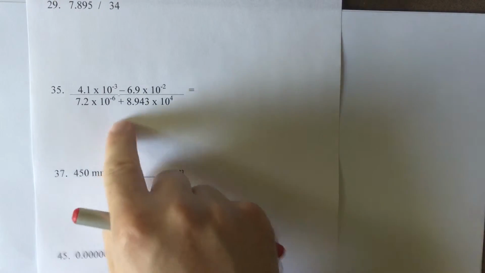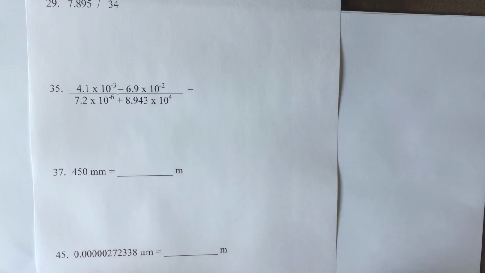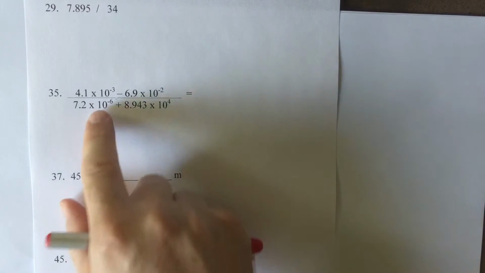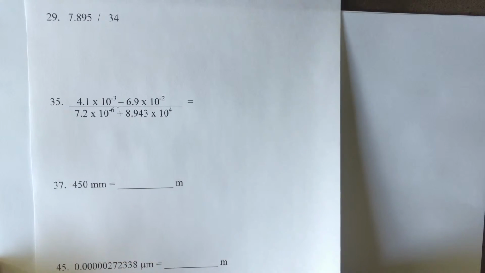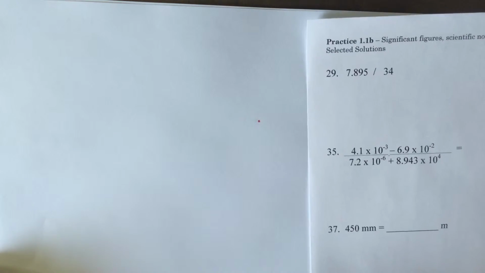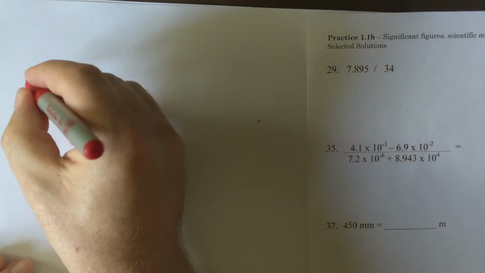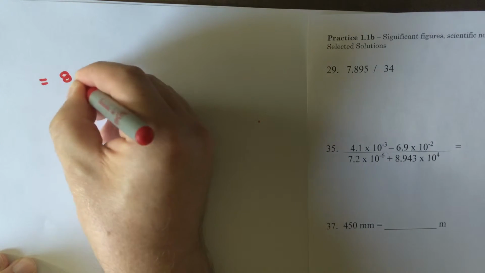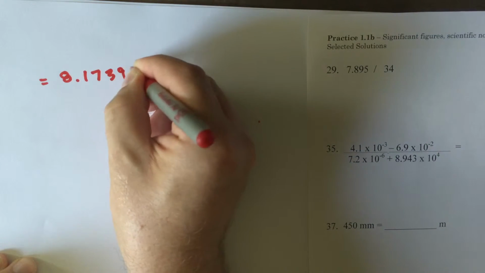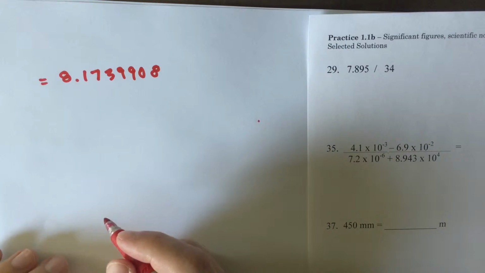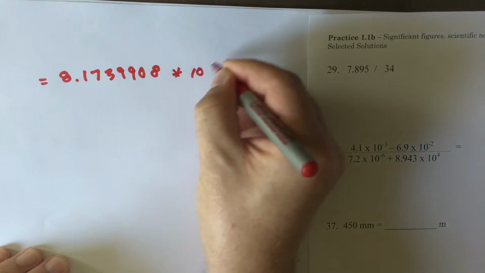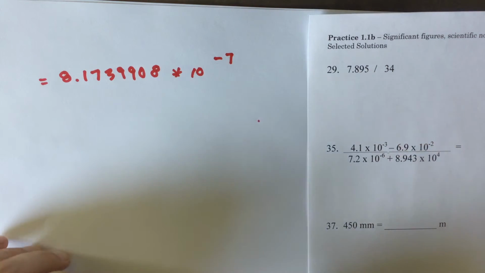So we're going to represent our answer to 2 significant figures. Well, what is the answer we get? If I type that into my calculator, it gives me something along the lines of this. All that stuff is equal to 8.1739908. Maybe yours keeps going or doesn't quite give you that many. But then it says times 10 to the negative 7 power.